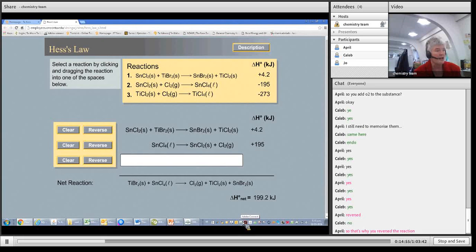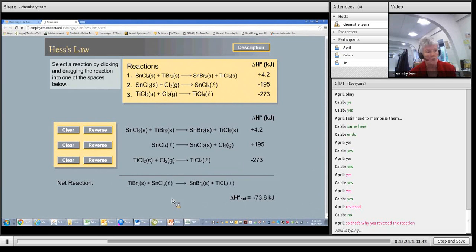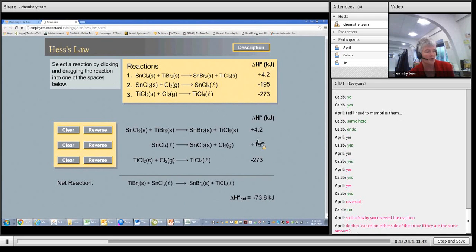Here I'm just playing around and showing what's happened, but that would be why, when you're trying to get to the equation you want, you may have to reverse the reaction, you may have to double the reaction or halve the reaction, just to make sure things cancel the way you want. So I could take this last one down now and bring it down here, and notice what's happened. It's an exothermic reaction. I haven't swapped it around.